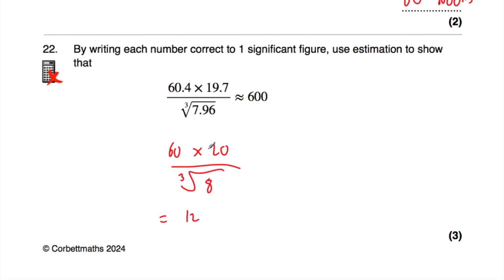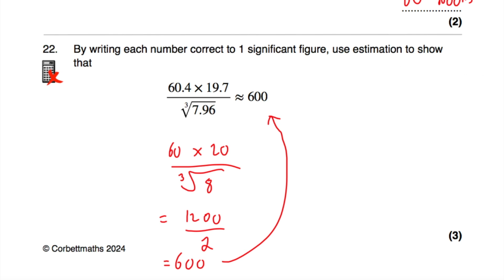And then if we work this out, well, in terms of the numerator, 6 times 2 is equal to 12, and then we've got 2 zeros. And then in terms of the denominator, we've got the cube root of 8. Well, the cube root of 8 is 2, because 2 times 2 times 2 is equal to 8. So that means the cube root of 8 would be 2. And then finally, we've got 1,200 divided by 2. Well, that's equal to 600. And that's it. We've shown what we needed to show. So yes, if we round these numbers to one significant figure and work it out, we do get that it's approximately equal to 600. And that's it.